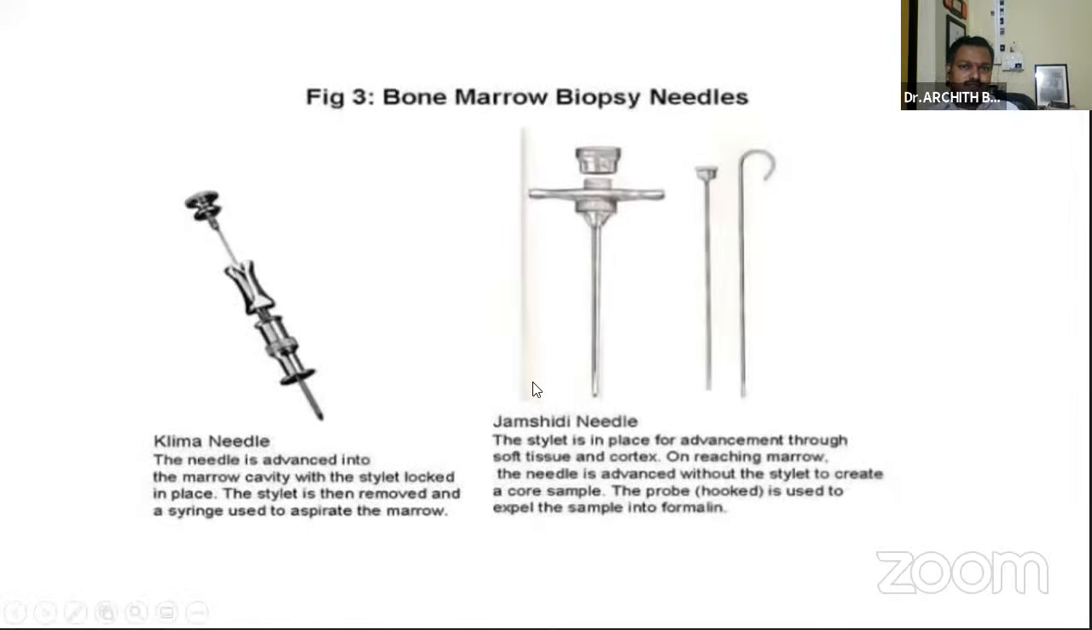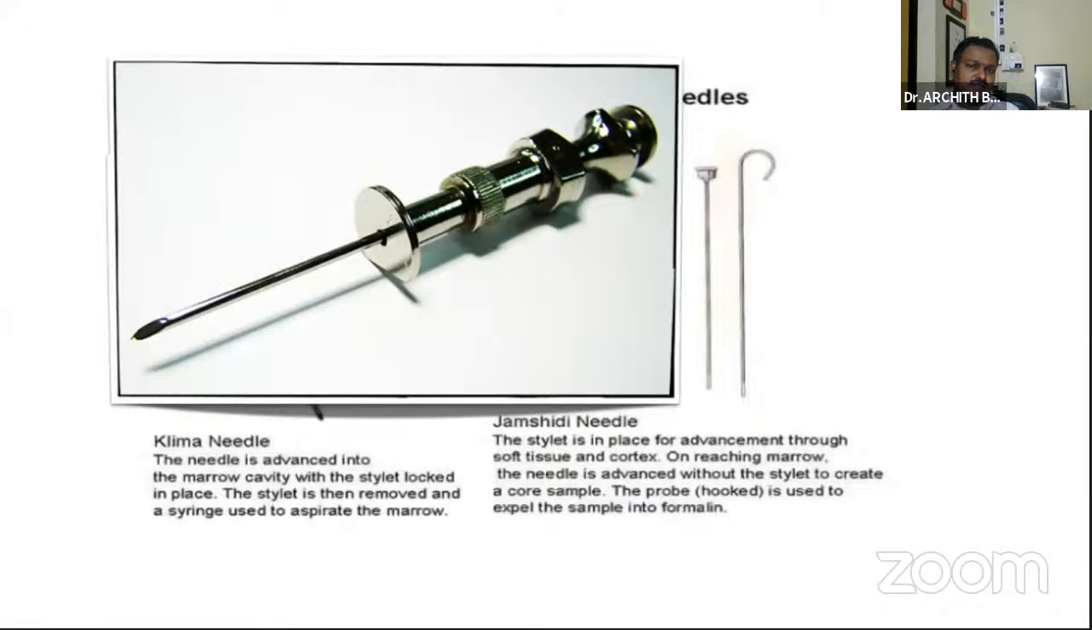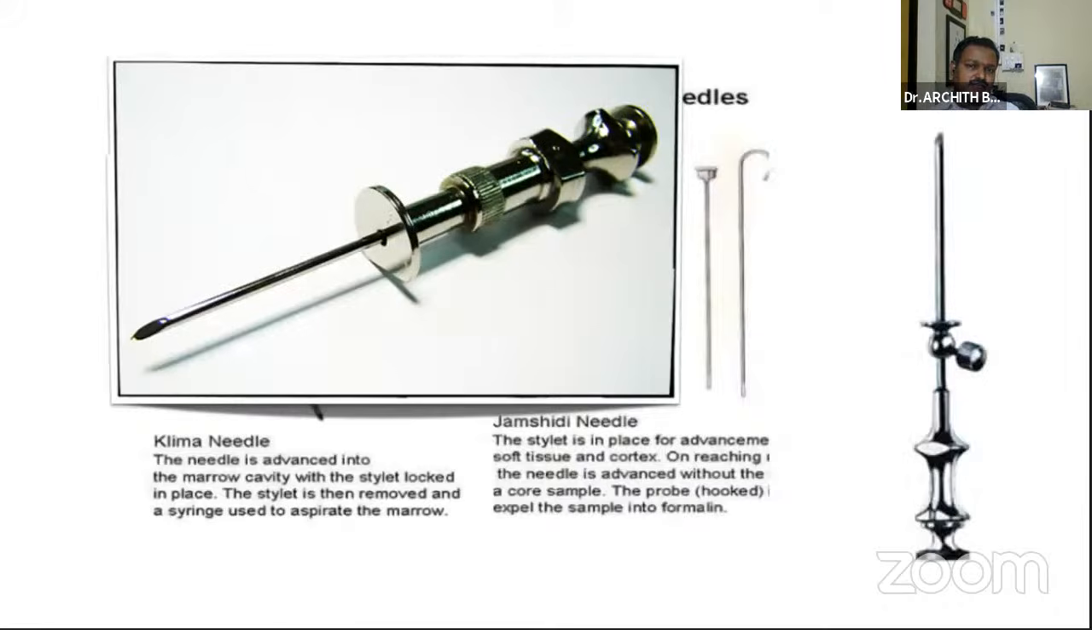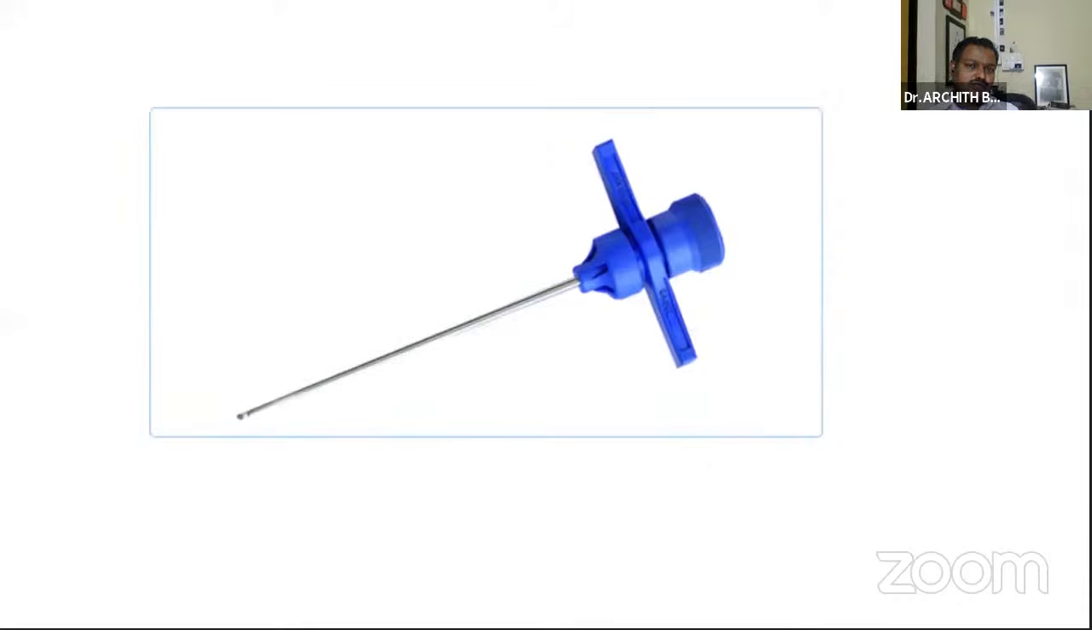Okay, so the next set of things that are kept are your bone marrow needles. So you have the bone marrow aspiration needle and the bone marrow biopsy needle. The bone marrow aspiration needle, you know, it's the Klima, and the biopsy needle, this is the metallic one. What we use off late is this, the bone marrow aspiration needle, and the one which we use for biopsy is this. This is what is used now. So it's a disposable needle.